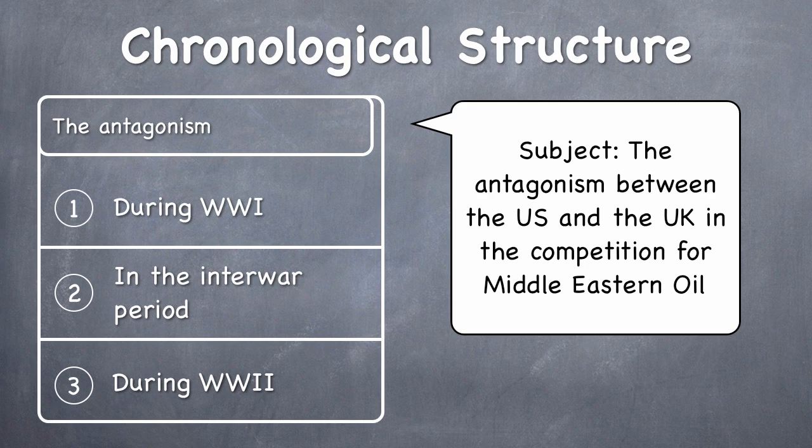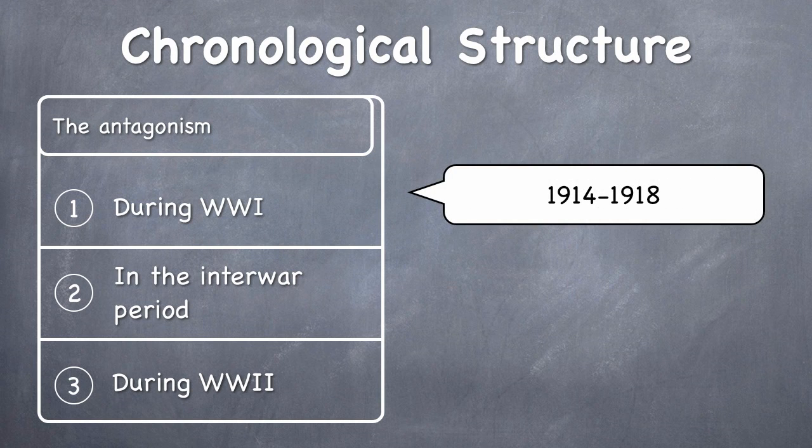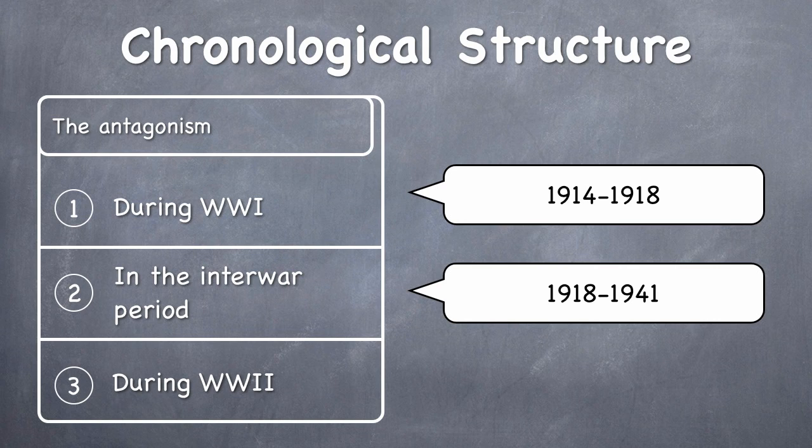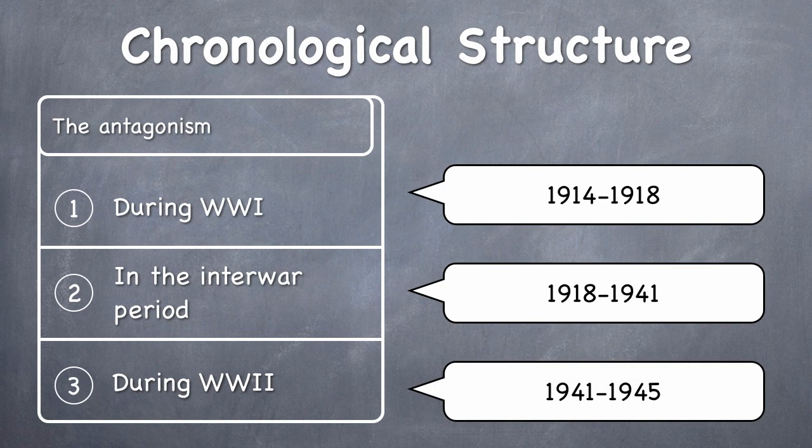So what makes it a chronological structure? In section 1, we're talking about the period between 1914 and 1918. In the next section, we're talking about the period between 1918 and 1941, between the wars. And the final section is about the antagonism between these 2 countries between 1941 and 1945. In other words, in this essay, you're going perfectly chronologically from 1914 to 1945. This makes it a chronological structure.